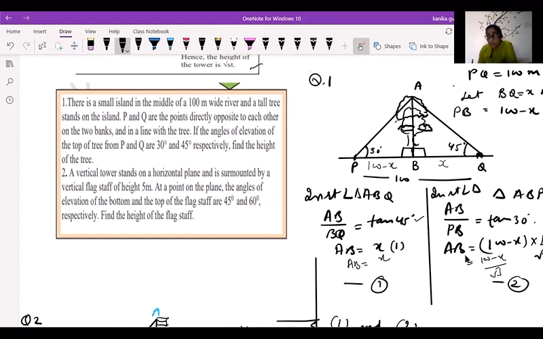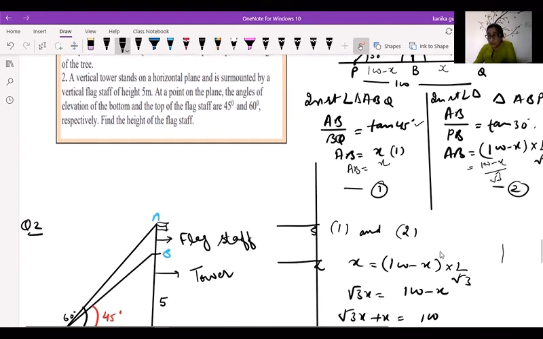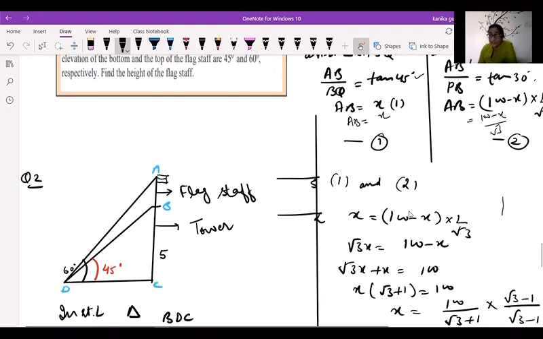So these two values are equal, because both are values of AB, so their values are equal to each other. So from first and second, AB, that is x, is 100 minus x over under root 3. So taking under root 3 to the left hand side, under root 3 x is equal to 100 minus x. Taking minus x to the right hand side, it becomes plus x. So under root 3 x plus x is equal to 100. So x into under root 3 plus 1 is equal to 100. So value of x is 100 over under root 3 plus 1.